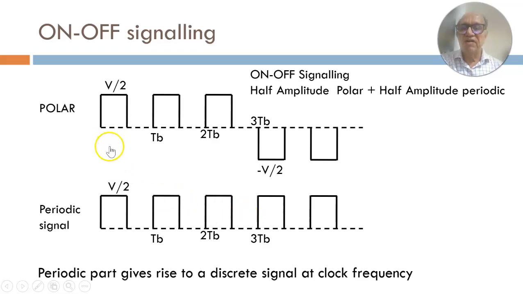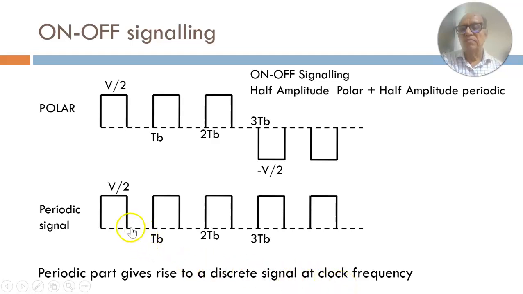So when you find the frequency spectrum, this part will give you the spectrum which is similar to the polar signal. Amplitude will be different, but the nature will be similar. And this tells you, since this is a periodic signal with a period TB, clearly this gives rise to a discrete signal at clock frequency.